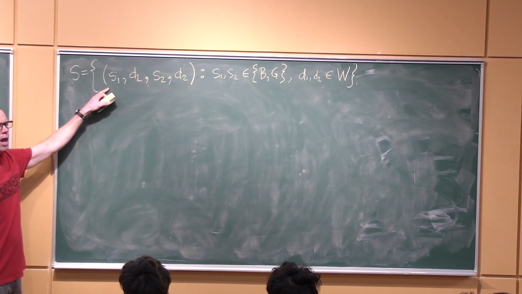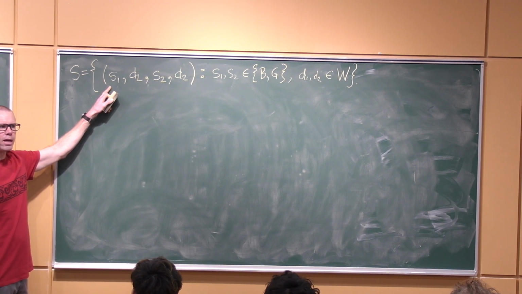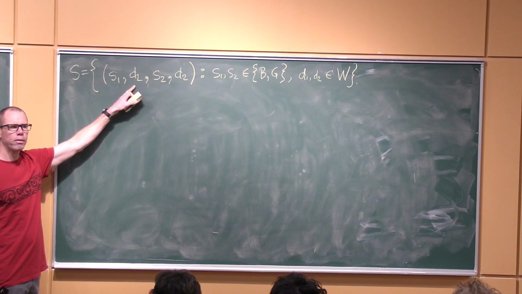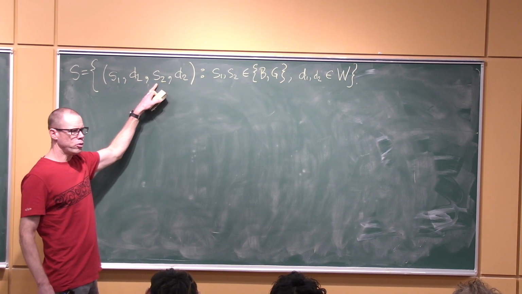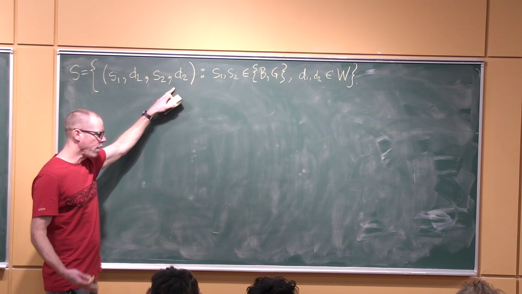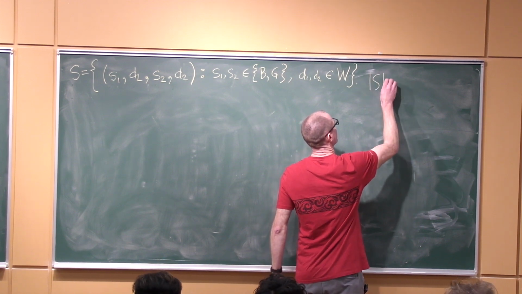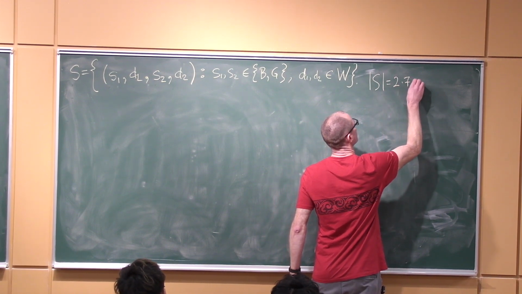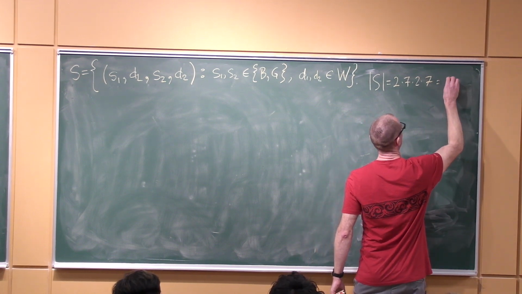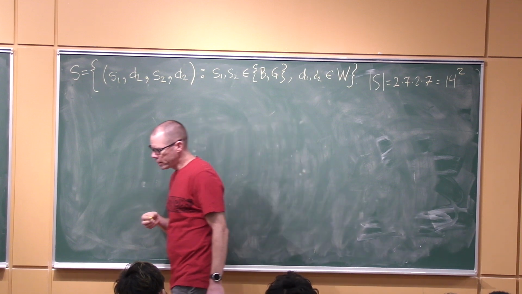How big is this set S? How many choices are there for the first sex? 2. How many choices for the day of week? 7. And then 2 choices for the second sex, 7 choices for the day of week. So the size of S is 2 times 7 times 2 times 7, whatever you want to call that, 14 squared. So that's the size of S.